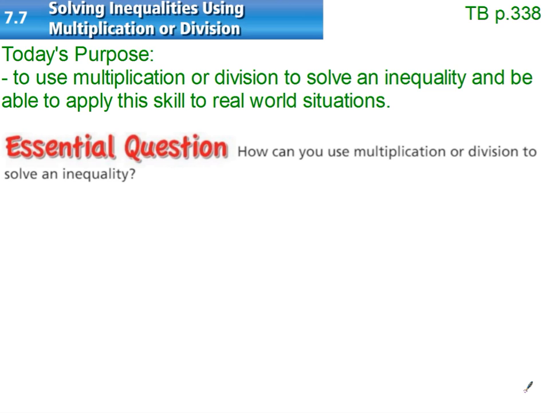So remember, since we're talking about inequalities, it could include greater than, less than, greater than or equal to, or less than or equal to. And we are going to be using inverse operations to isolate the variable, or to get the variable by itself.